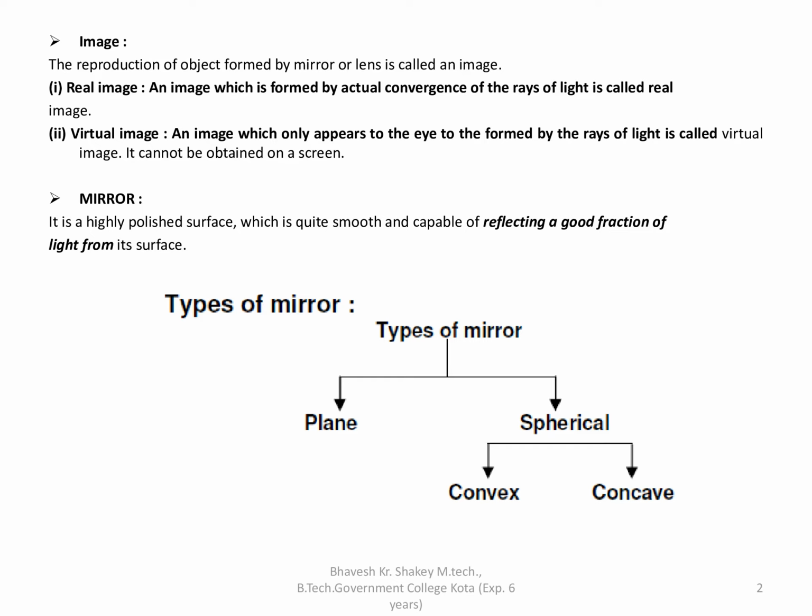The surface we are talking about is the reflecting surface. If the reflecting surface is plane, then the mirror is called a plane mirror. If the reflecting surface is spherical, then the mirror is called a spherical mirror. If the spherical surface is outwards, then the mirror is called a convex mirror, and if the spherical surface is inwards, it is called a concave mirror. Further we will see the diagrams also. So let's move to the next slide.